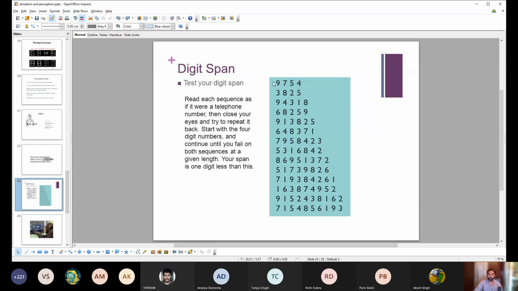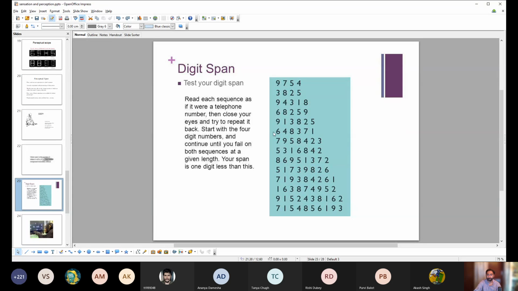And what you do is you keep on giving them, and the person's task is to respond after you, what did you show, and you check till what length this person is able to recall the same set of letters in the same sequence. That's very important. It's not like you recall the same set of letters only, you have to recall them in the same sequence.